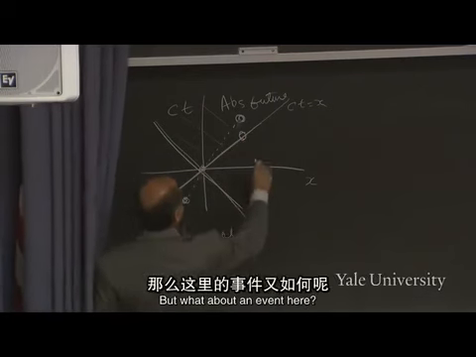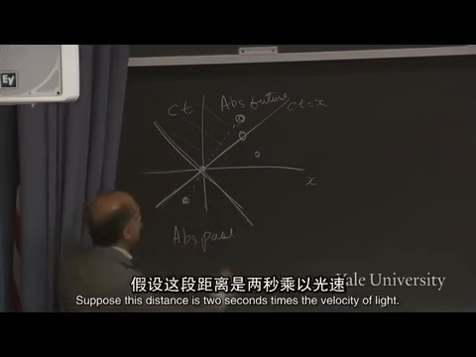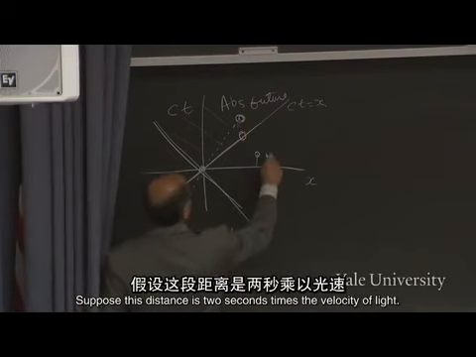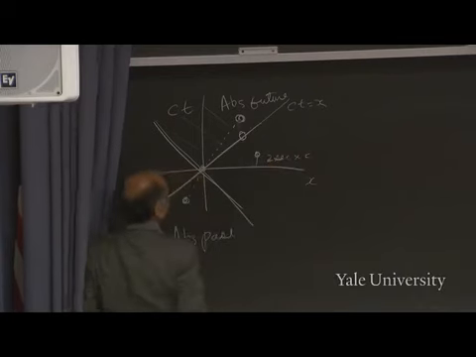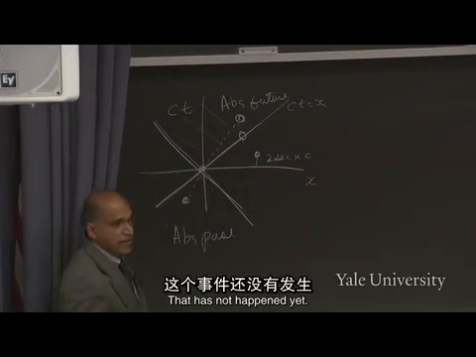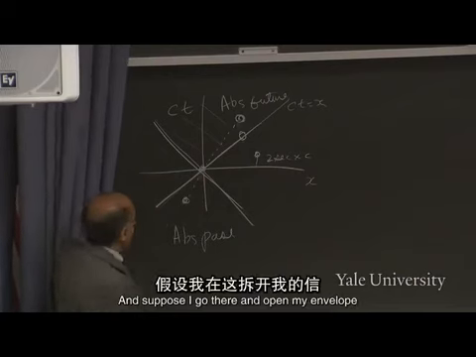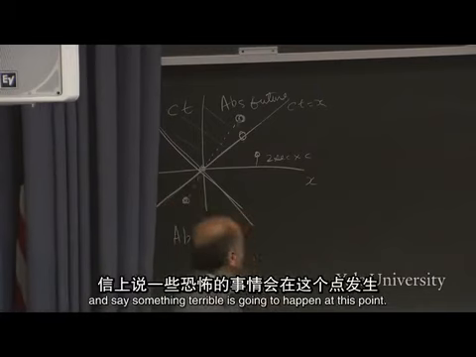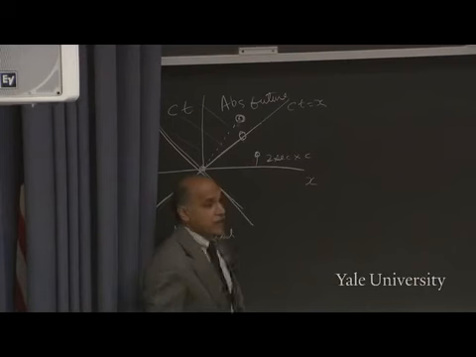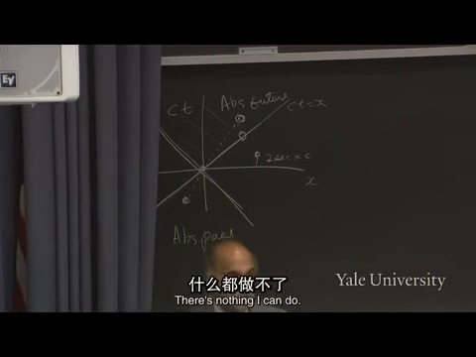But what about an event here? Suppose this distance is 2 seconds times the velocity of light. That has not happened yet. And suppose I go there and open my envelope and it says something terrible is going to happen at this point. There is nothing I can do. There's nothing I can do.